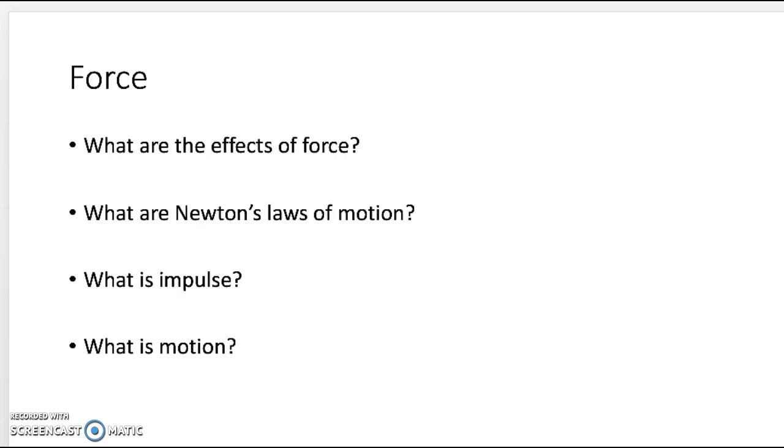So the 5 effects of force are rest to motion. So this would be jumping up to get the ball from a tip off in basketball, because you're steady and not moving before the ball's put up, and then once it's up you'll go from that rest to motion to hit the ball back. Change direction, so dribbling around an opponent.